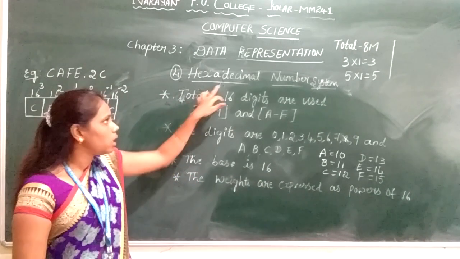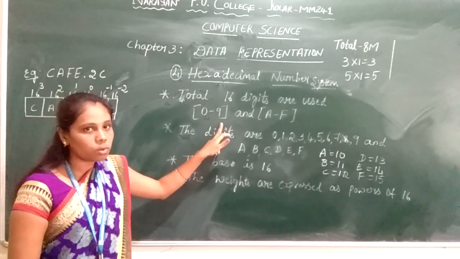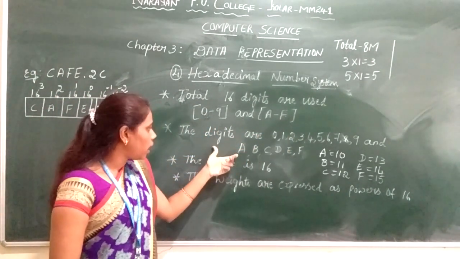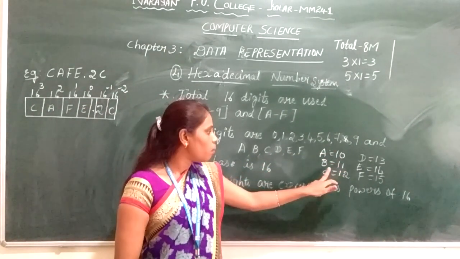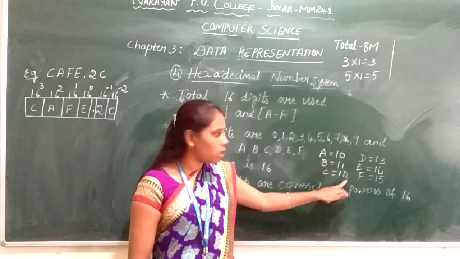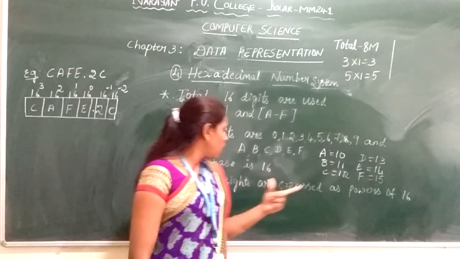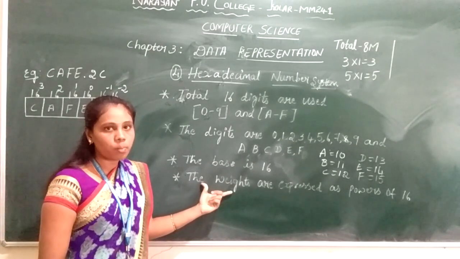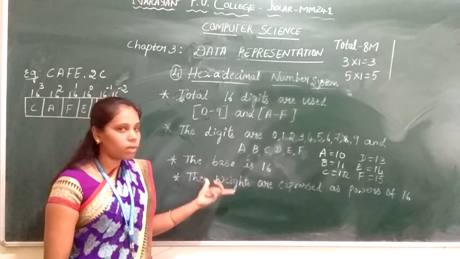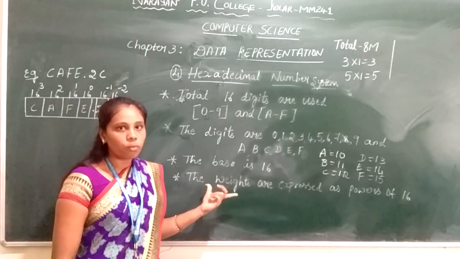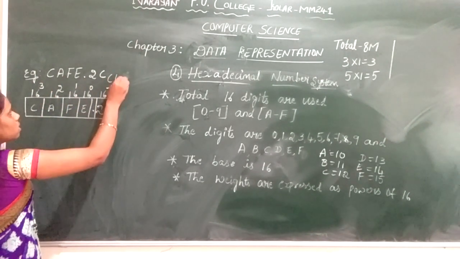Once again I repeat, in hexadecimal number system, the total 16 digits are used, that is from 0 to 9 and A to F. The alphabets represent the values: A represents 10, B represents 11, C represents 12, D represents 13, E represents 14, F represents 15. And the weights are expressed as the powers of 16. So in hexadecimal number system also, each and every digit has its own positional value.